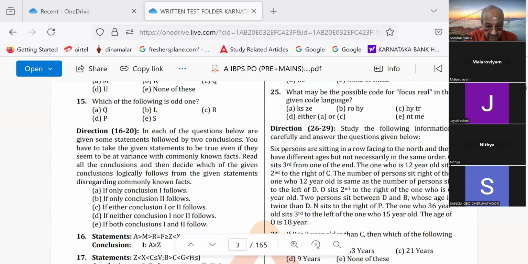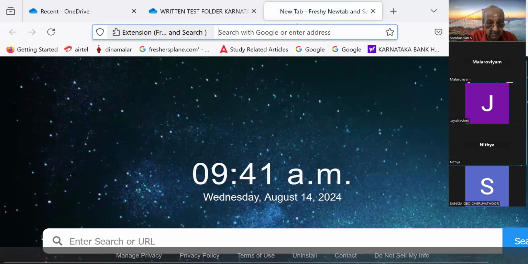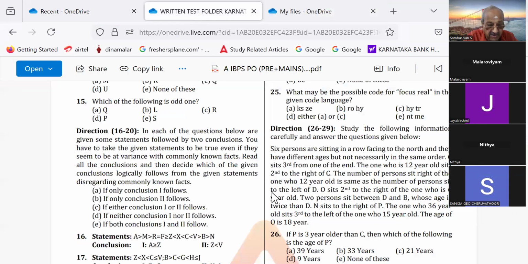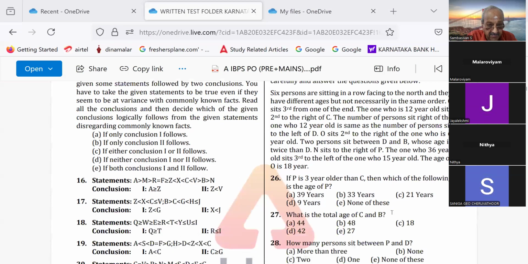In each of the questions below are given some statements followed by two conclusions. You have to take the given statements to be true, even if they seem to be at variance with commonly known fact. Read all the conclusions and then decide which of the given conclusions logically follows from the given statement, disregarding commonly known fact. Option A, if only conclusion 1 follows. Option B, if only conclusion 2 follows. Option C, if either conclusion 1 or 2 follows. Option D, if neither conclusion 1 nor 2 follows. And option E, if both conclusions 1 and 2 follow.